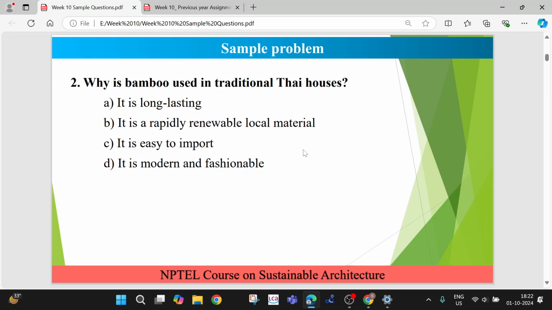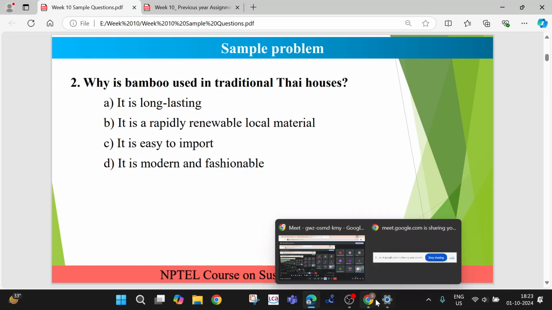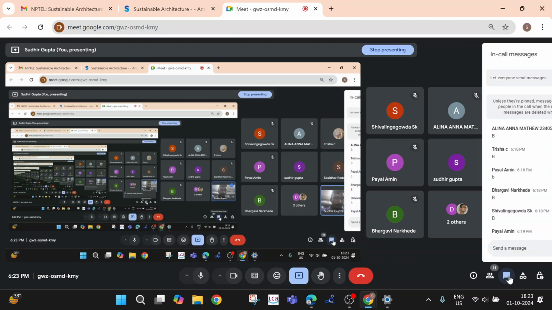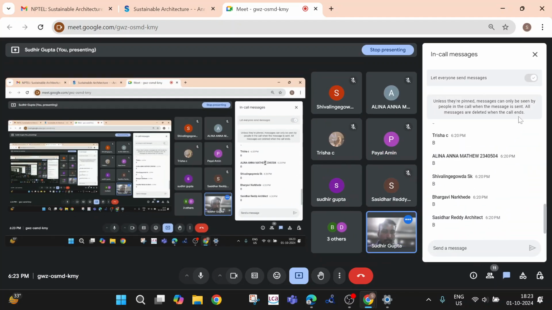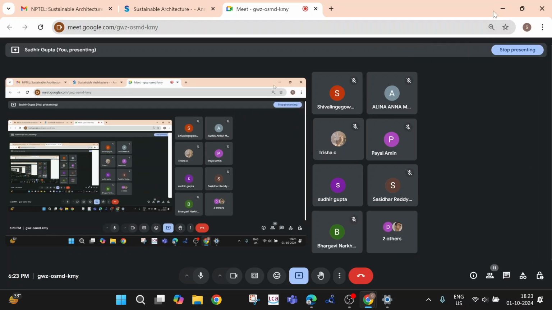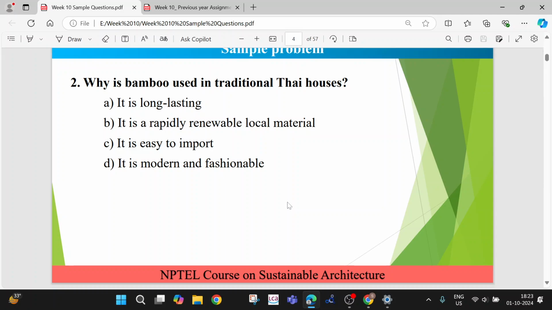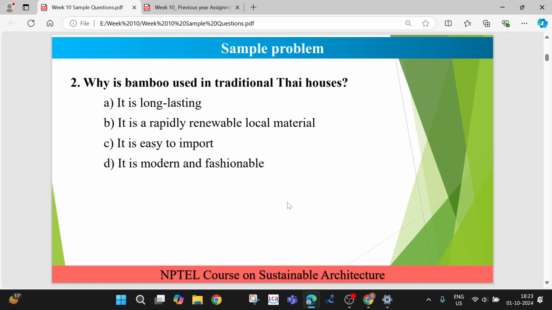So for this also, I think now everybody will be able to mark their answer. Let me see how many of you are correct. Yeah. So for this also, all of you have given your answer to be B, and B is the right answer for this question number 2.